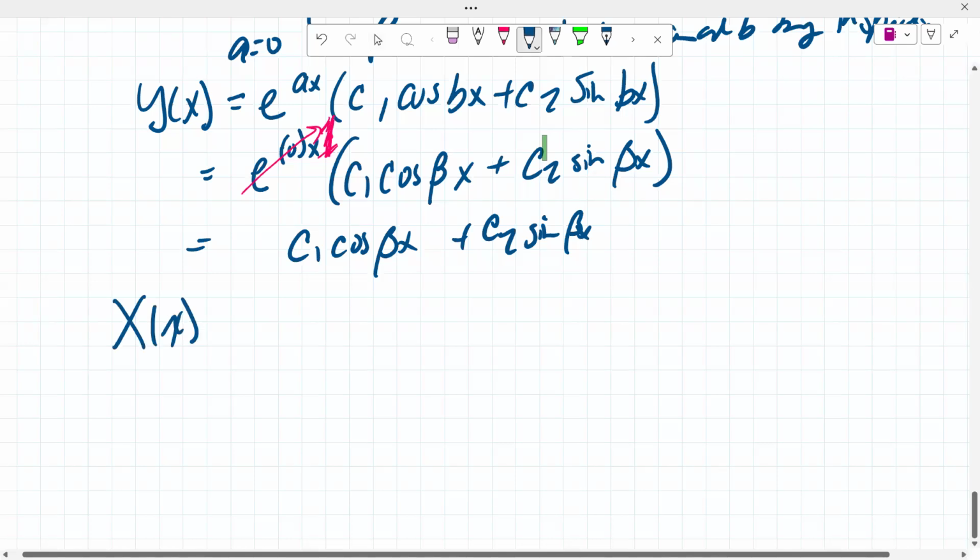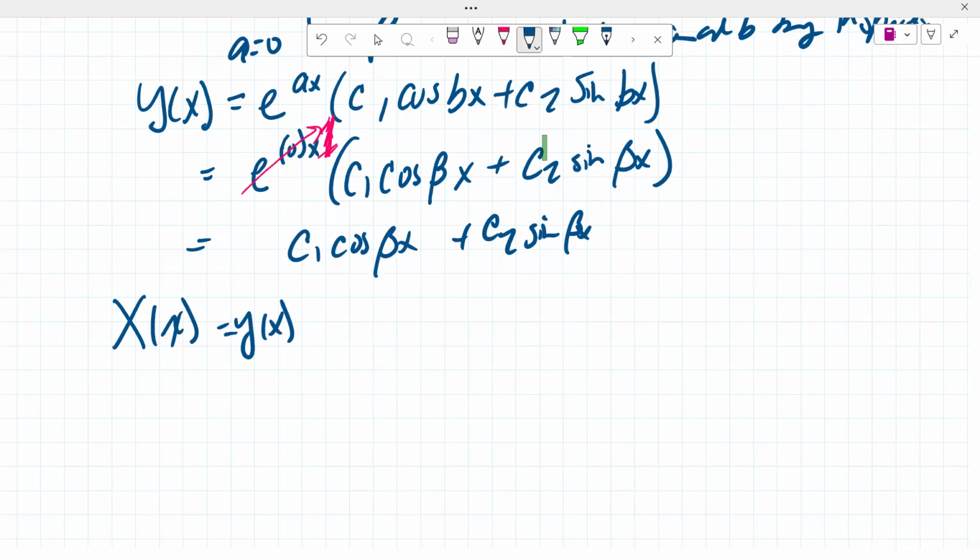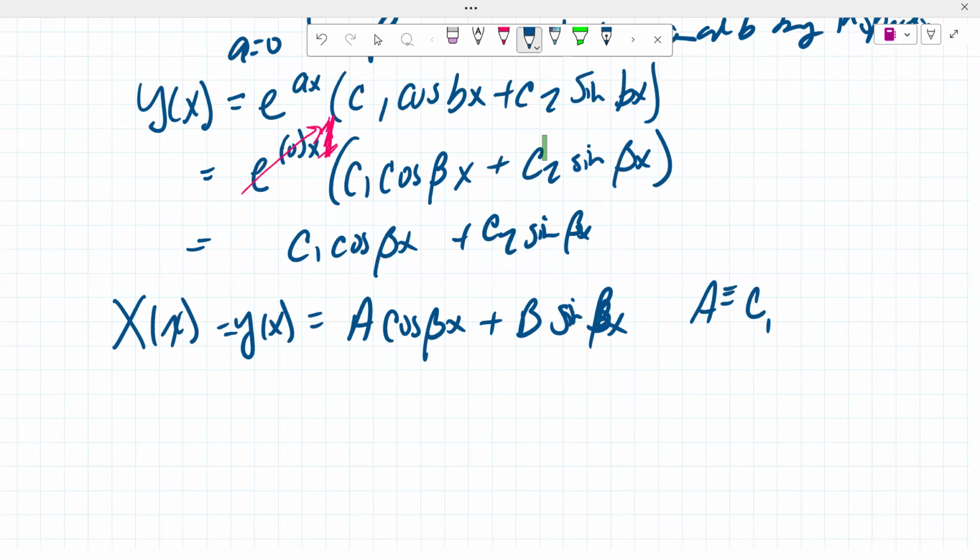X of x equals a cosine beta x plus b sine beta x. A is defined to be C1 and B is defined to be C2, just to be consistent with more canonical notations. So at this point, this has been pretty much a repeat of what we've been solving before. So now what we need to do is apply the boundary conditions.